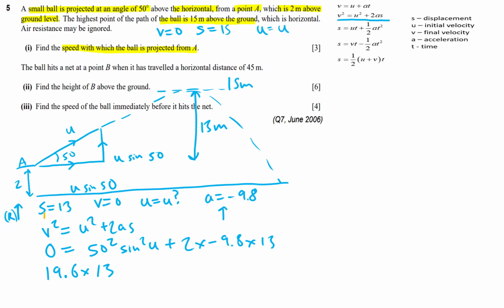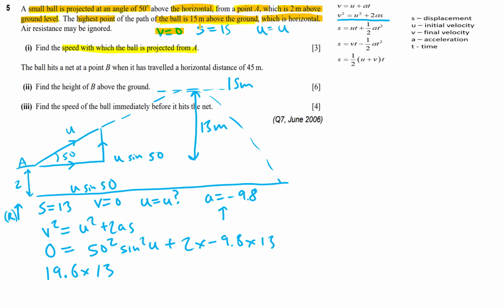I've started off this question with a lot of the solution, and I'm going to show you how I got there, because this might be easier for me to talk through. So you've got a small ball, it's projected at an angle of 50 degrees above the horizontal from a point A, which is 2 meters above ground level. These are your key words. The highest point of the path of the ball is 15 meters above the ground, which is horizontal. So the ball is 15 meters above the ground and it's at its highest point. Well, we should know from our earlier knowledge of mechanics that means V equals 0. Velocity equals 0 when it's about to turn.